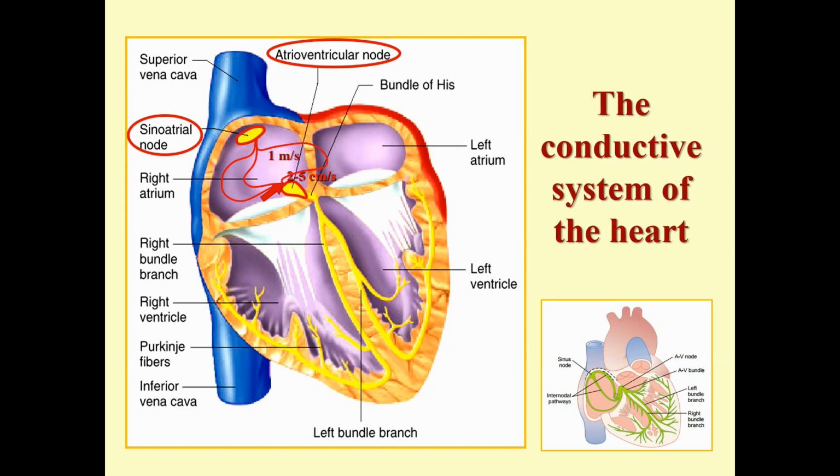Somehow the contacts between cells are arranged in such a way that conduction cannot be fast. And so it helps to produce sequence. Atria contract first, ventricles later.